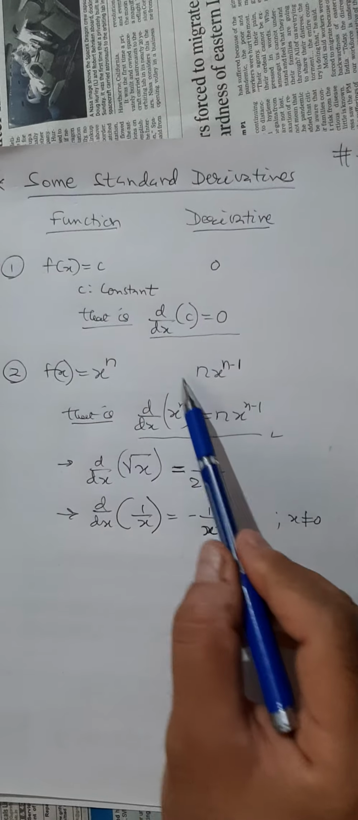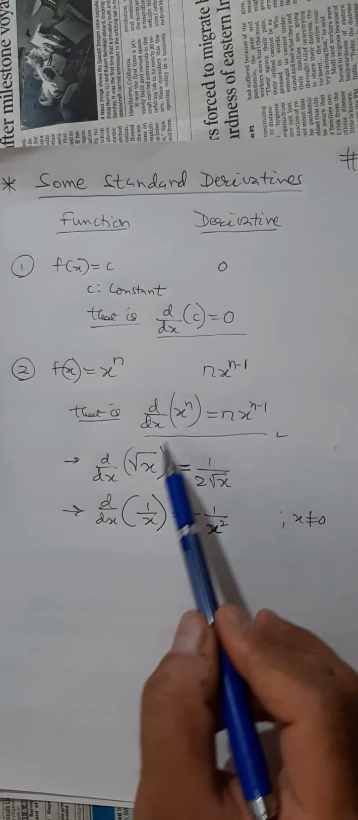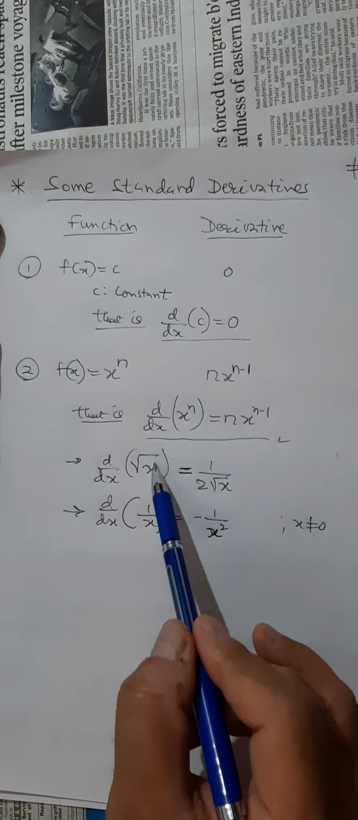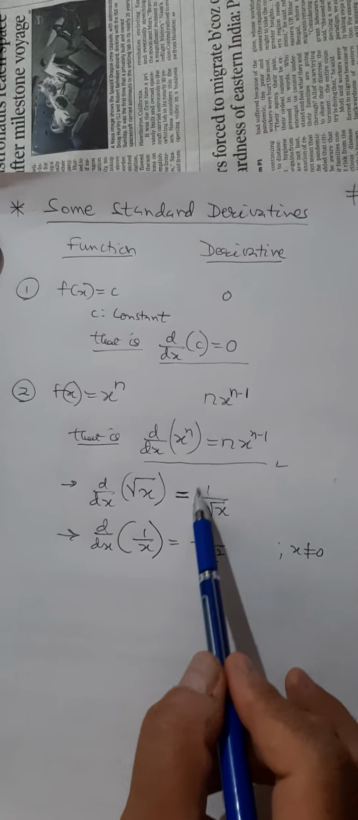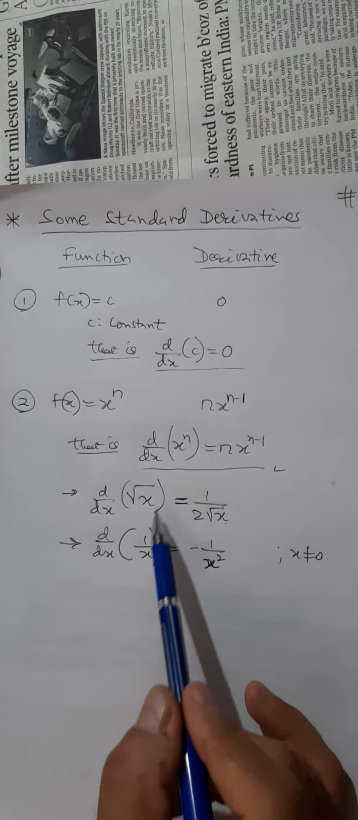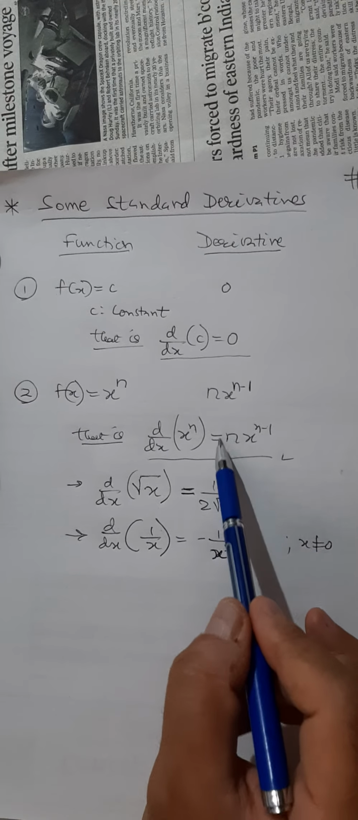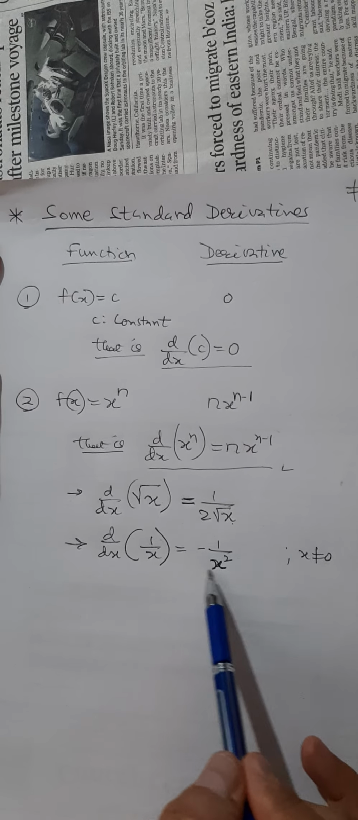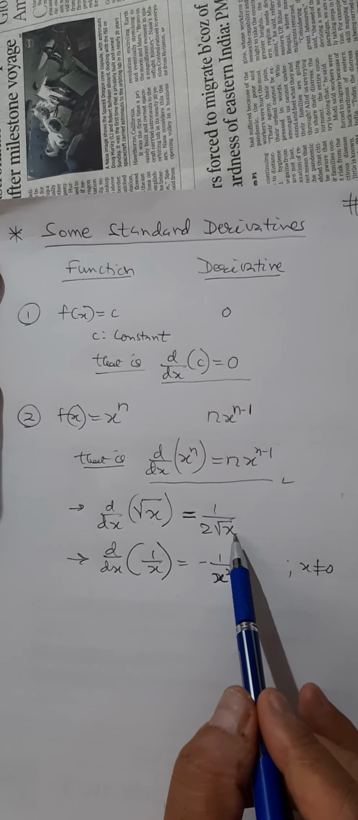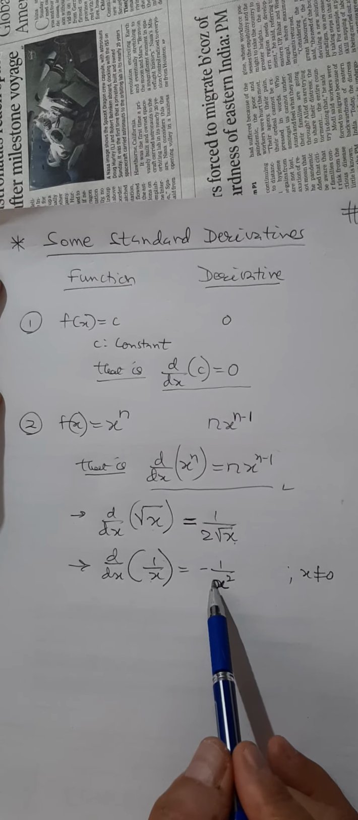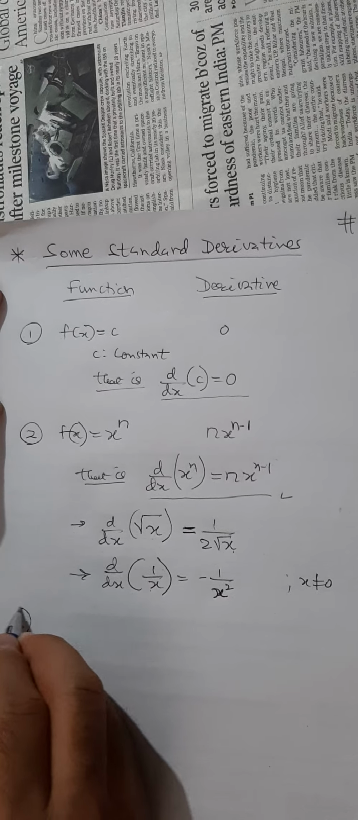This is the standard power function, x raised to n, n into x raised to n minus 1. Instead of n, I have chosen 1 by 2, that is root x. So you put n equals 1 by 2, you will realize 1 upon 2 root x. Put n equals minus 1, so this will be 1 upon x, and you will realize it will be minus 1 by x square. So derivative of root x is 1 upon 2 root x. Derivative of 1 by x is minus 1 by x square. This is from 11th standard, remember.